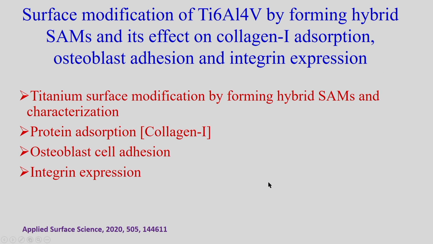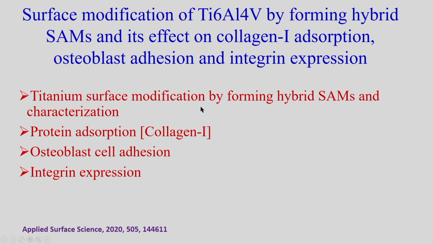So, now the next application we will see. Here again the titania surface was modified only by the hybrid SAM, as we saw in the last application that hybrid SAM was found to be a potential surface modifier for biomaterials. So, here the titania surface was modified by hybrid SAM, and its effect on another cell adhesive protein, collagen, was used to see the osteoblast cell adhesion, and we have also seen the expression of one cell adhesive molecule, integrin.